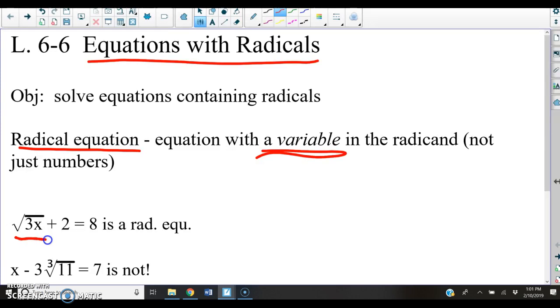So look at my examples here. The square root of 3x plus 2 equals 8 is a radical equation because we have a variable under the radical. The radicand is 3x. The second one, even though it has a radical expression, does not have a variable under the square root or the cube root symbol. It is not a radical equation. Yes, you're going to have some irrational numbers when you evaluate that, but it doesn't make it a radical equation unless the variable is under the radical.